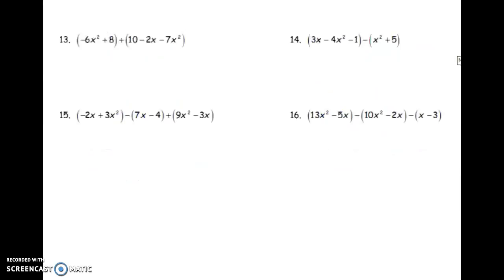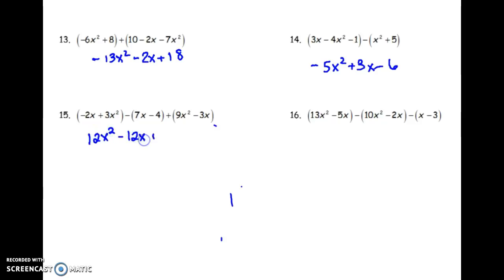So I'm just going to give you the answers for the next few. Number 13, the answer would be negative 13x squared minus 2x plus 18. Number 14, after you rewrite it and you add, you should get a negative 5x squared plus 3x minus 6. Okay, number 15, you should have 12x squared minus 12x plus 4. And number 16, 3x squared minus 4x plus 3.